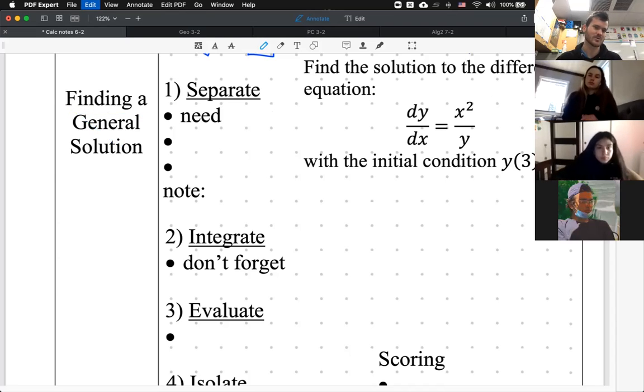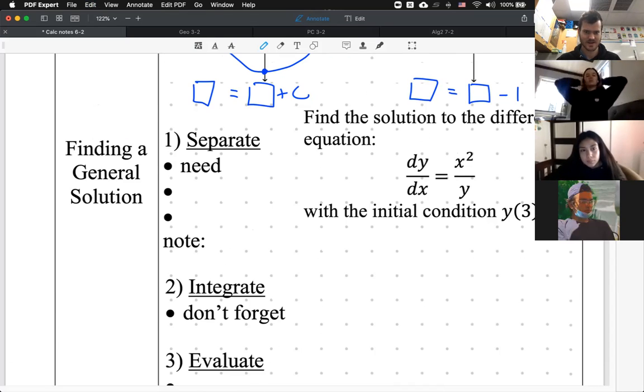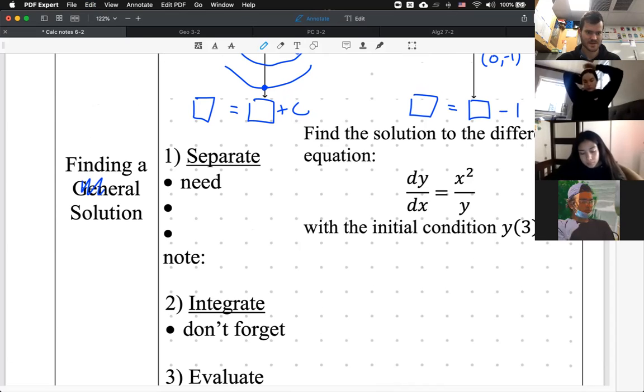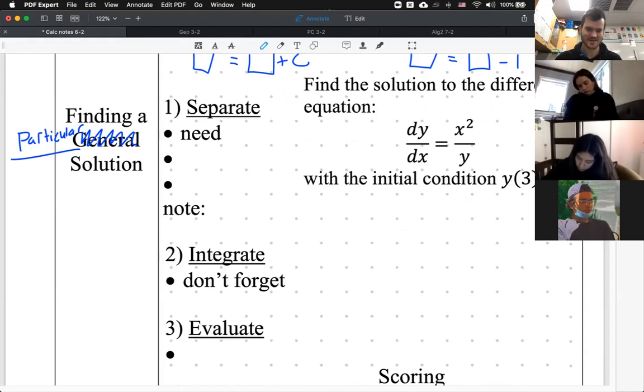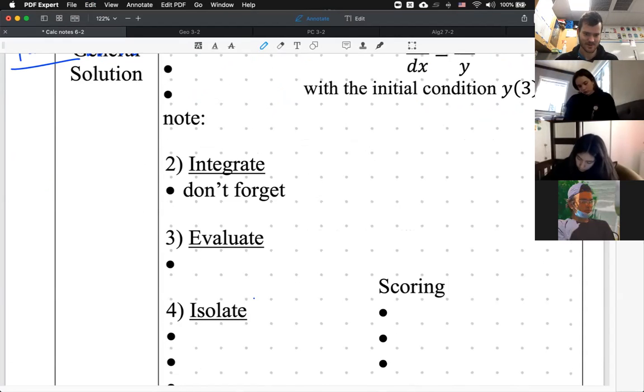Sometimes we're doing general today, but I think particular solutions, maybe I should change the title of this. I'm going to say particular here. Whenever you see the word particular, that means that you're going to be doing separate, integrate, evaluate, isolate. And for isolate, there's an asterisk connected to that. Let's go ahead and do that right now before I forget.